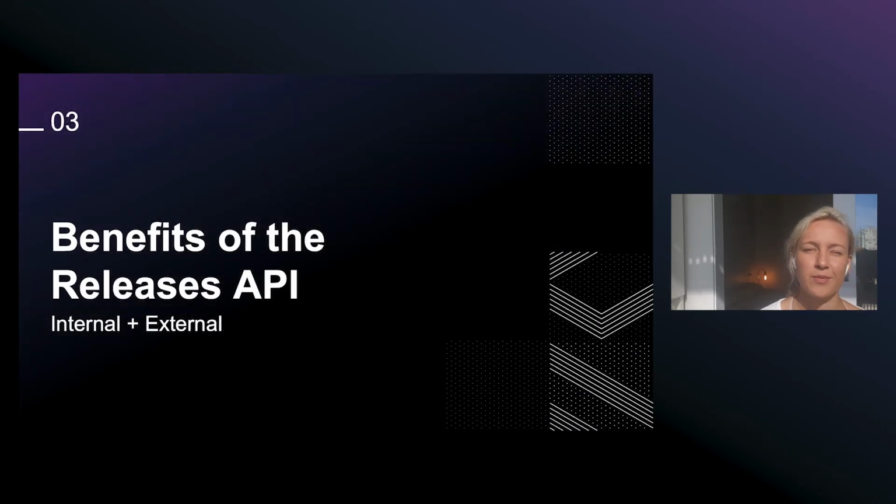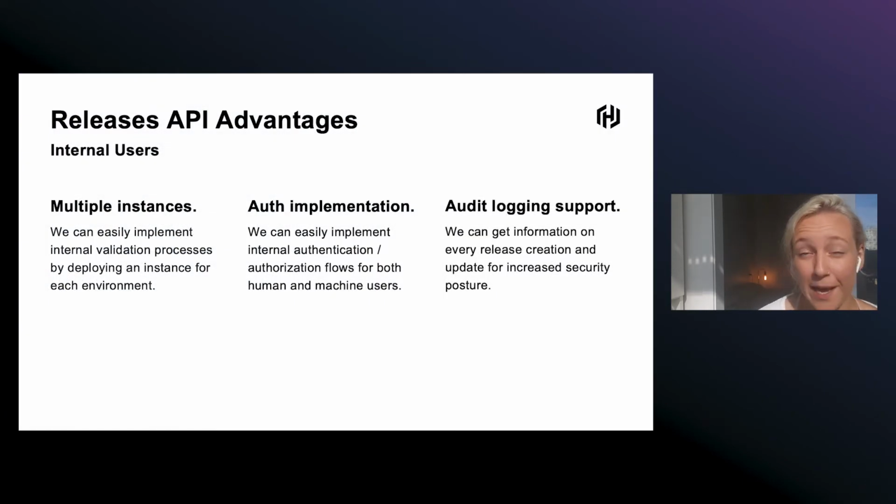So let's talk about the benefits of implementing this new releases API. I'm going to be a bit selfish for a few minutes and talk about the key benefits that it provides the releases engineering team and other internal users. So it really gives us three key benefits. The first is that it gives us a lot of flexibility with implementing specific internal processes around how we go about validating releases and then eventually publishing them.